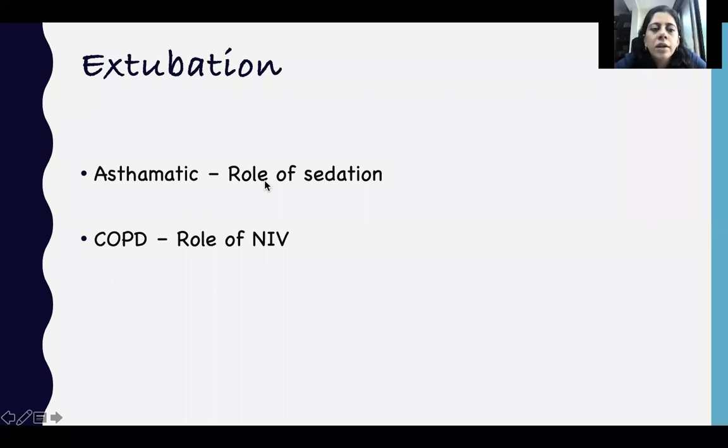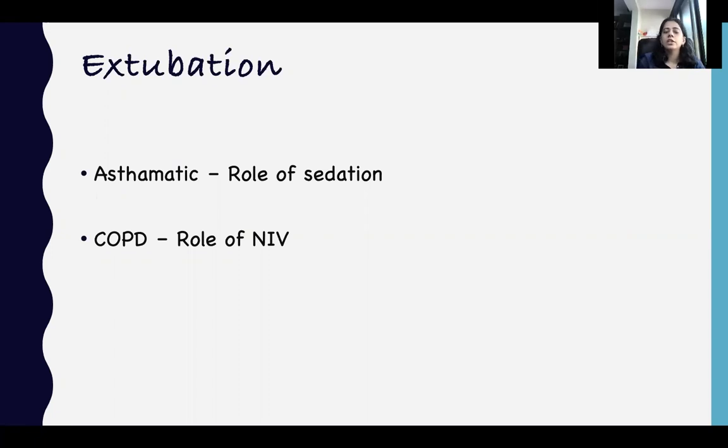Coming back again to our slides. So once you have decided to put them on a weaning mode, and if they successfully wean, now comes the extubation. So how do we extubate these tricky patients of asthma and COPD? In asthmatic patients, they have a hyperreactive airway disease. And here is where, when we stop the sedation of these asthmatic patients, their airways again start hyperreacting and they may be going into an acute bronchospasm, failing your weaning trial.